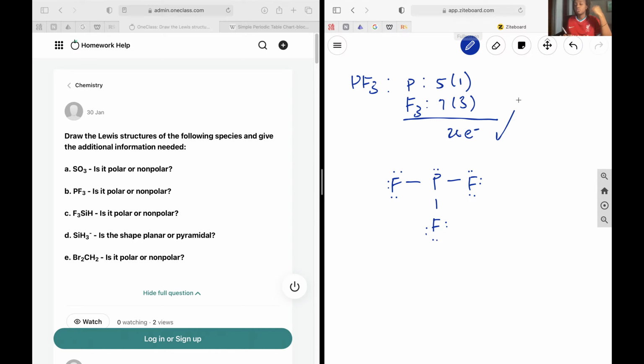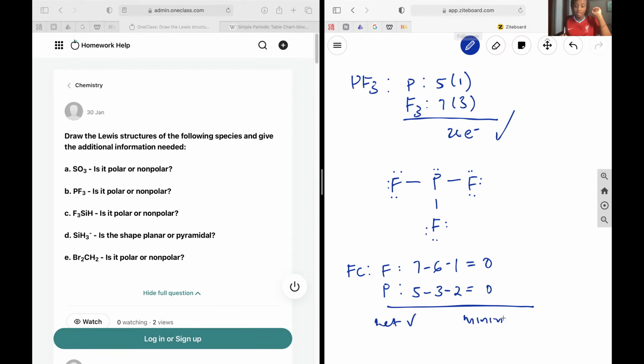Now let's go on to check my formal charges. On each of the fluorines, I have 7 valence electrons minus the 6 it has in lone pairs minus the 1 it has in each bonding pair. And that is going to give me a formal charge of 0. On my phosphorus, I have 5 minus the 3 it has in bonding pairs minus the 2 it has in lone pairs, and that is also going to give me 0. And so my net is correct, and it has indeed been minimized. I can't minimize it past 0. So that is going to be my best Lewis structure.